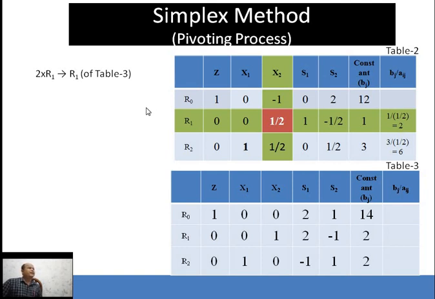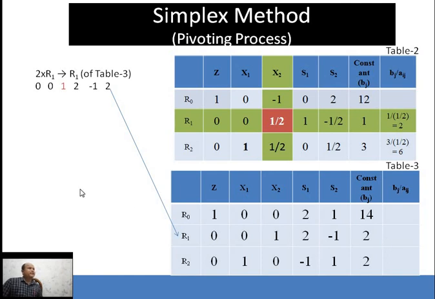See, 2 multiplied by R1 will give the row 1 of table number 3. 2 multiplied by 0 is 0, 2 multiplied by 0 is 0 again, 2 multiplied by half is 1, 2 multiplied by 1 is 2, 2 multiplied by minus half is minus 1, 2 multiplied by 1 is 2. So this is the row of table number 3. Let's put it here.